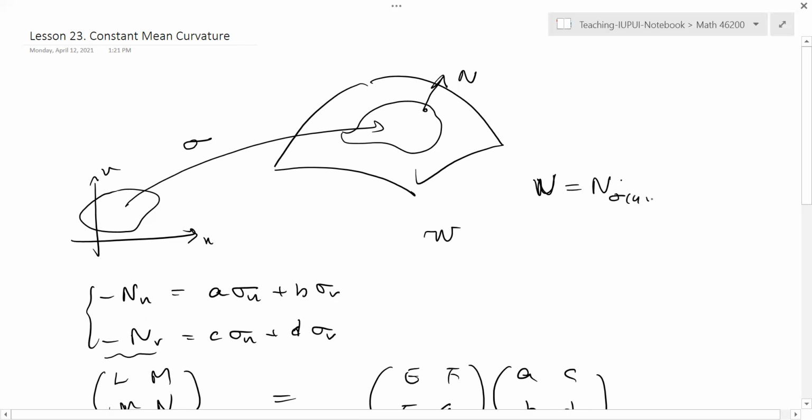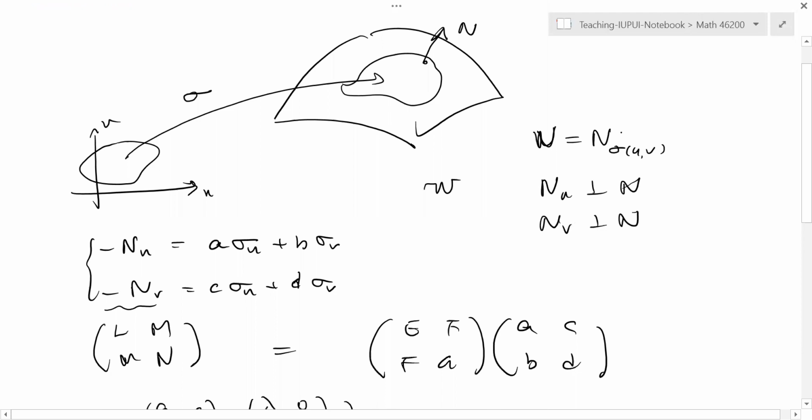It's a point to u and v, so it could be a function of u and v, so you can differentiate. Then N_u is perpendicular to N, and N_v is perpendicular to N, so that's why it can be written as a linear combination of sigma u and sigma v. And this matrix is interesting. This matrix is going to be the matrix representation of the Weingarten map. So the Weingarten map is defined by this formula.